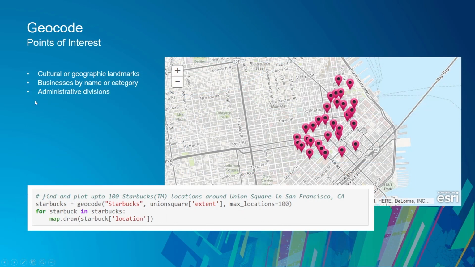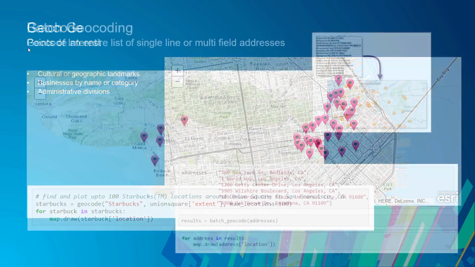Another interesting thing that we can do is we can also geocode for points of interest. Let's say you're going to be in the city of San Francisco, and you know the extent of the area that you're going to be in. We can pass in to geocode Starbucks and then Union Square extent and the number of locations we want, 100, and we can find all Starbucks and plot that on the map as well. And we can do this for cultural and geographic landmarks, businesses, or categories, and administrative subdivisions.